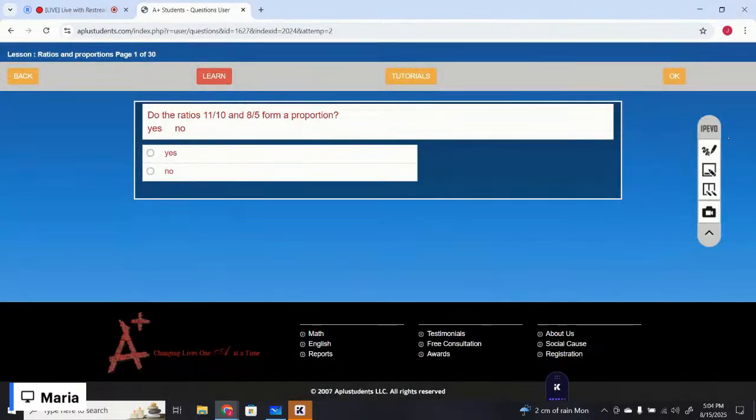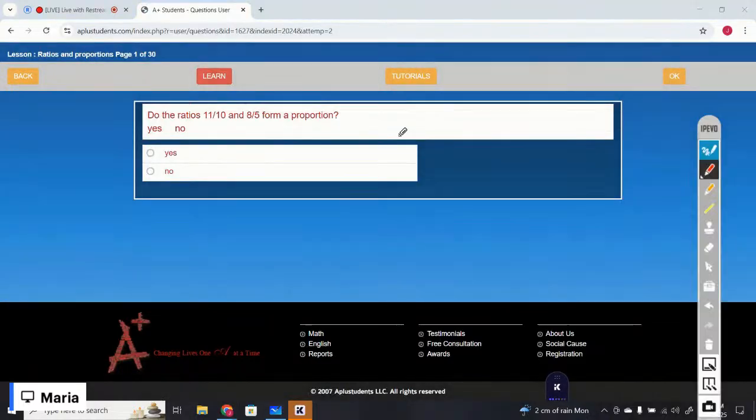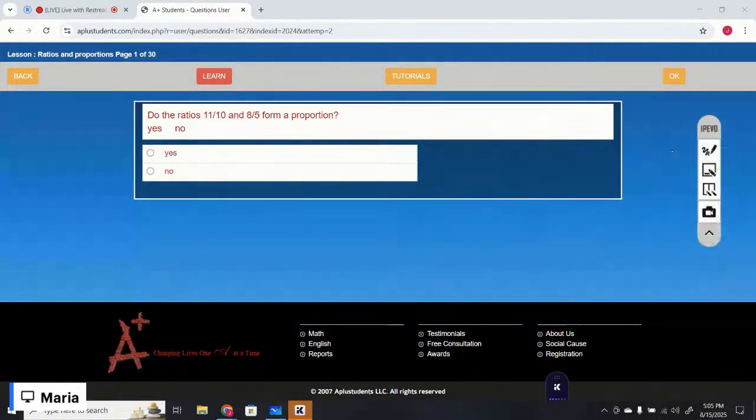Do the ratios 11 over 10 and 8 over 5 form a proportion? So we have 11 over 10 and 8 over 5. Make this denominator equal to 10 by multiplying by 2. That is 16 over 10. So 11 over 10 and 16 over 10 do not form a proportion, because the numerator is still different. So they do not form a proportion. The correct option is no.